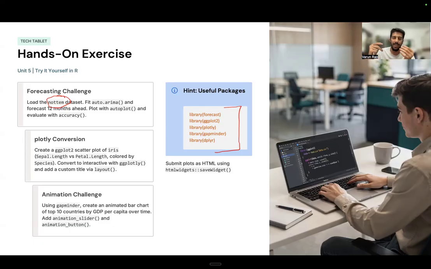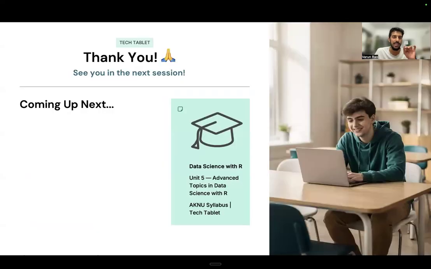And finally, the animation challenge. You can use the Gapminder dataset. All these datasets are built into RStudio, so you do not have to download them separately. So the third one is to use the Gapminder dataset and create an animated bar chart of the top 10 countries by GDP per capita over time. Okay. And to do this, you could take the help of the animation slider and animation button as well. And if you've done these, do not forget to post it in the chat box, as I would be the happiest to see someone being able to do the exercises.